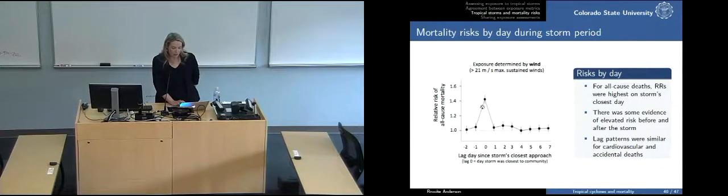So we found that the largest deaths for all-cause mortality were very clearly on the day that the storm was closest to the community. But we also saw elevated risk from the day before to several days after the storm. And these patterns were similar for cardiovascular and accidental deaths. For respiratory, again, we had a lot of uncertainty in the estimates, and we didn't see much of a clear pattern there.